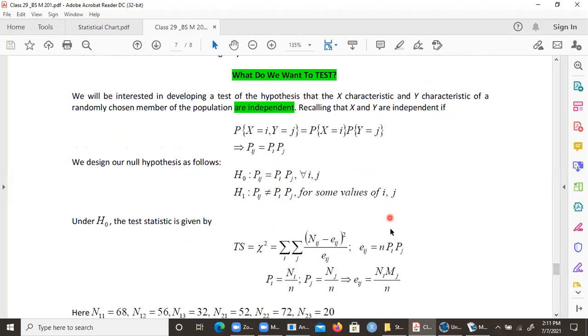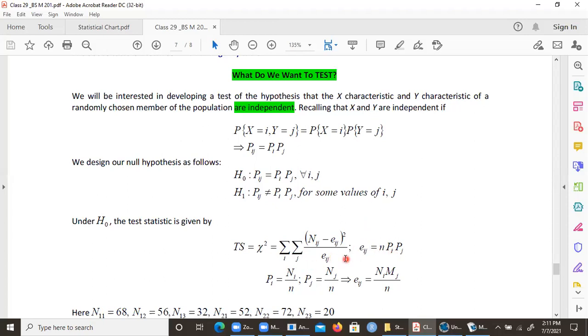This is the generalized version of the chi-square statistic that we are going to use here. We find the summation over i and summation over j of (nij minus eij) whole square by eij. The double summation is taken because this is a generalization of the chi-square test of goodness of fit, which is bidirectional. What is the expectation of Eij?